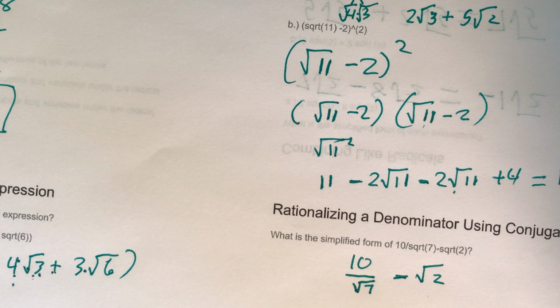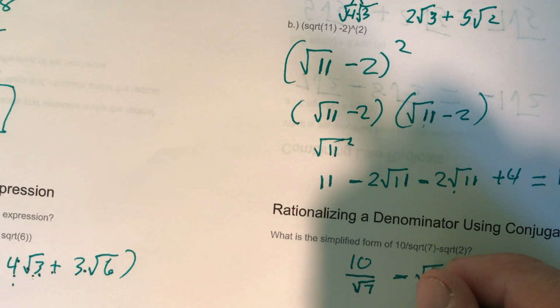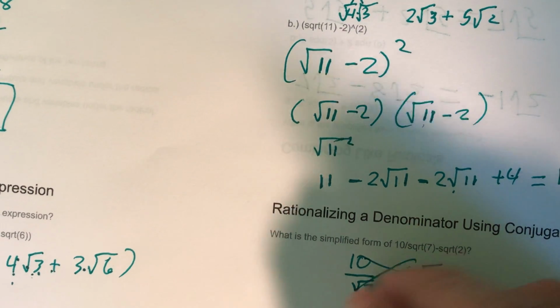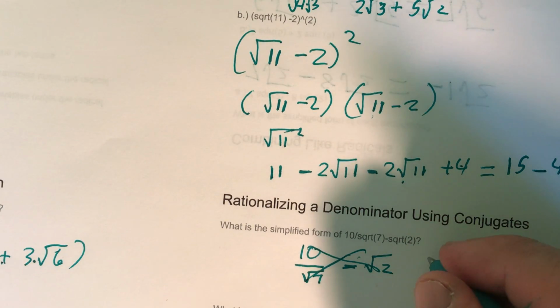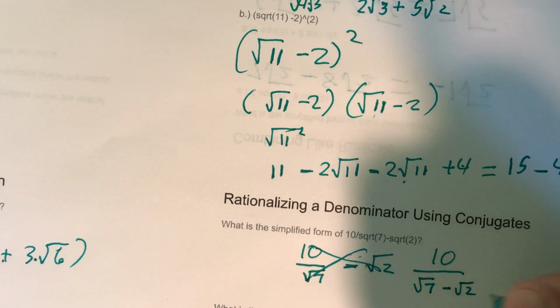This is where it becomes a little bit challenging. You remember we can't have radicals in the denominator. So, first thing we're going to do here. Oh, one thing I did forget to do, or I read wrong. And that's why I don't necessarily like this. This would be 10 over square root of 7 minus square root of 2.